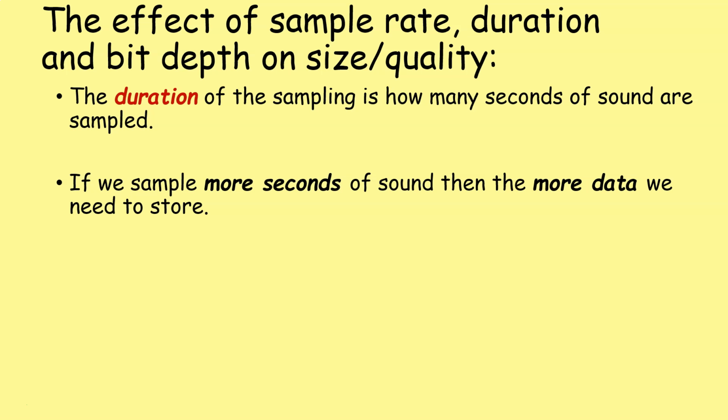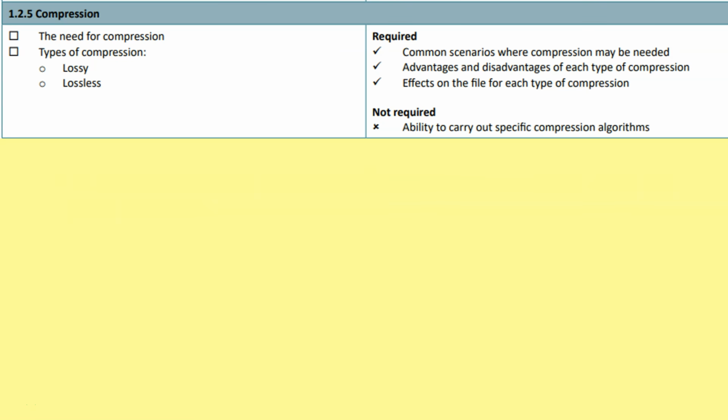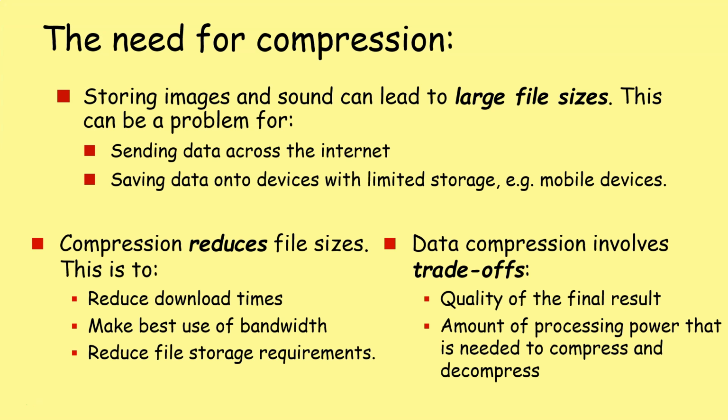If we sample more seconds of sound, then the more data we need to store, so it increases the file size. Next, we have 1.2.5, compression. So why do we need compression? Storing images and sound can lead to large file sizes.